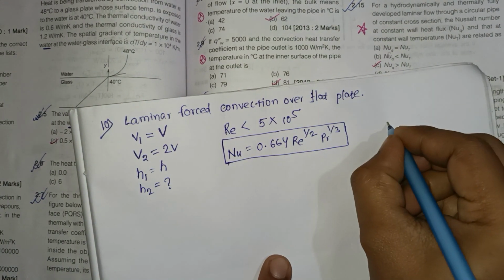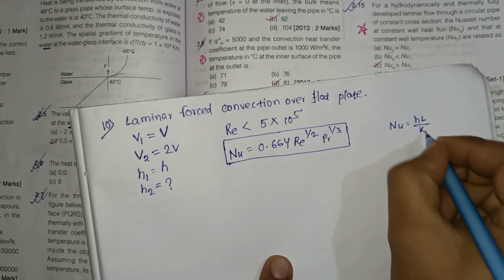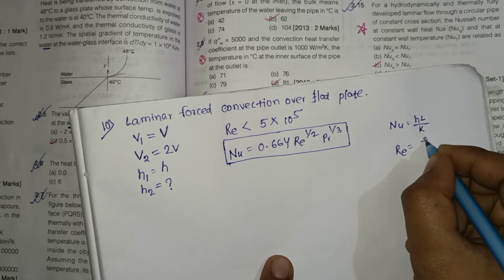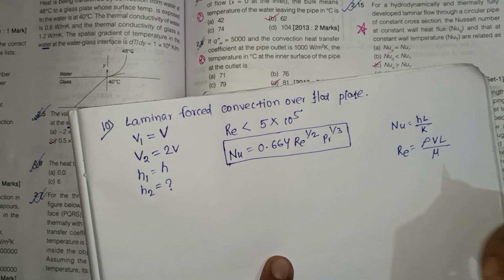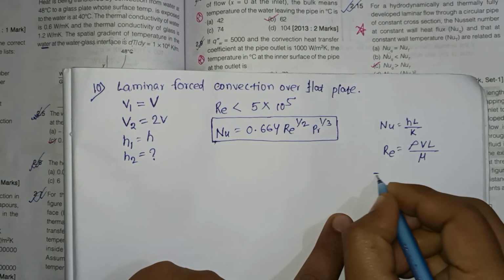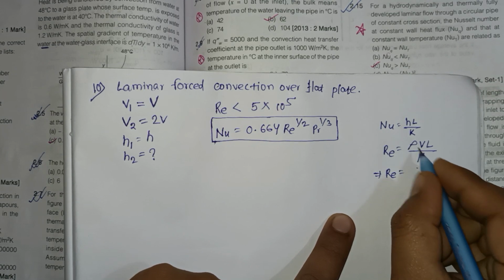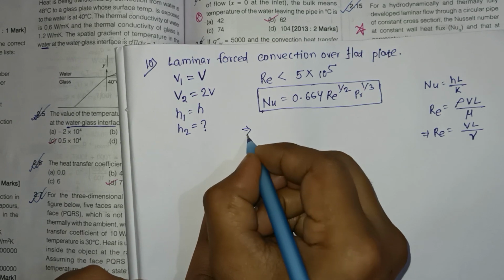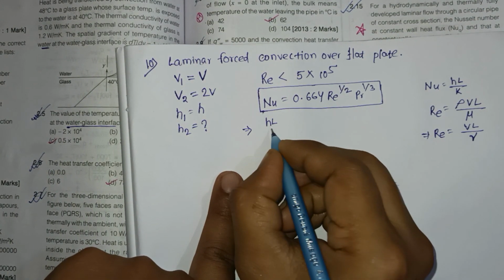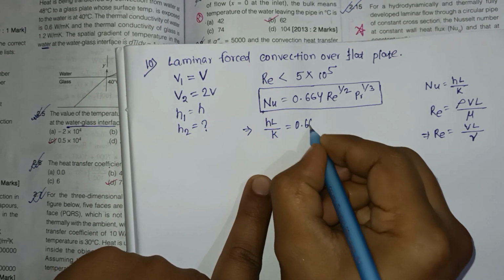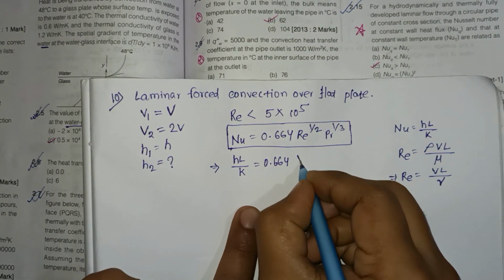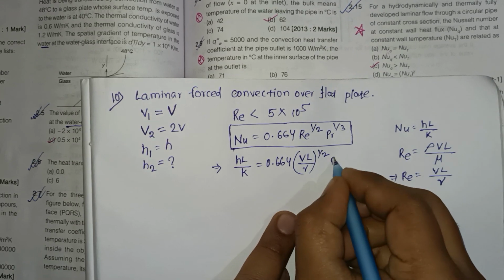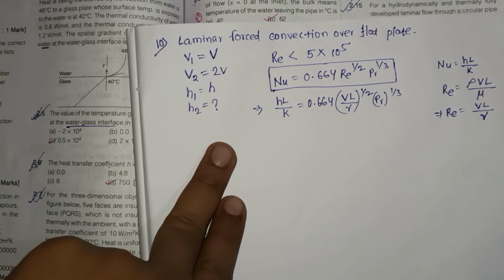And you know that Nusselt number is equal to HL by K, and Reynolds number is equal to rho VL upon mu. So from here, since mu by rho is equal to nu, Reynolds number is VL by nu. Okay. So from here you can write that Nusselt number, HL by K, is equal to 0.664 into (VL by nu) to the power 1 by 2 and Prandtl number, that is mu Cp by K, to the power 1 by 3.